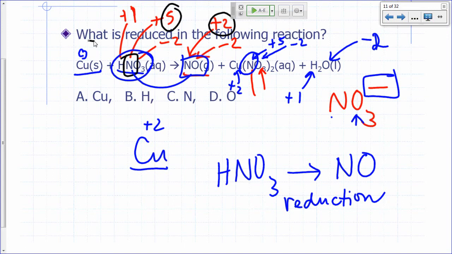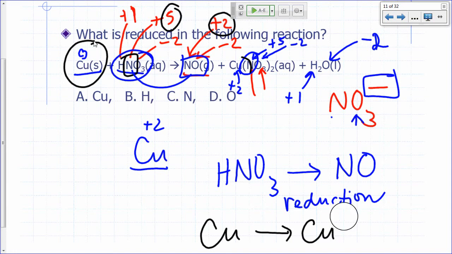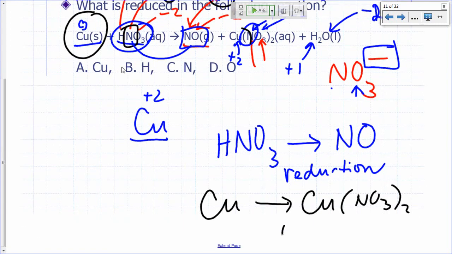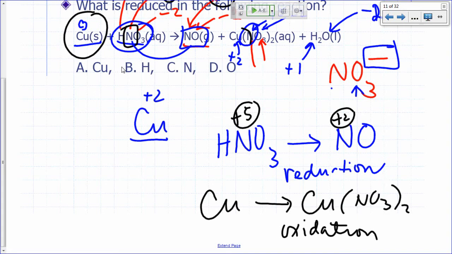Your copper goes from 0 to +2. So copper went from 0 to +2, copper nitrate. That would be oxidation. So your nitrogen went from a +5 oxidation state in HNO3 to a +2 in NO. That's reduction. Copper went from a 0 in copper metal to a +2 in copper nitrate. That's oxidation.